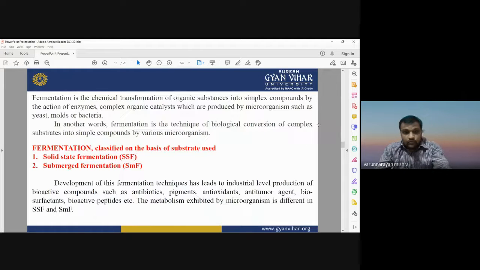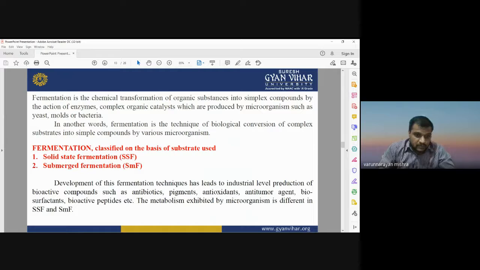Okay. Now moving to the next slide. Fermentation is a chemical transformation of different organic materials into different kinds of compounds. That may be because of enzymes, that may be because of different microorganisms such as bacteria, yeast, and other components. In other words, fermentation is the technique of the biological conversion of complex substrates into simple compounds by various microorganisms. So it may be classified into two types: solid state fermentation, SSF, and submerged fermentation, SMF.